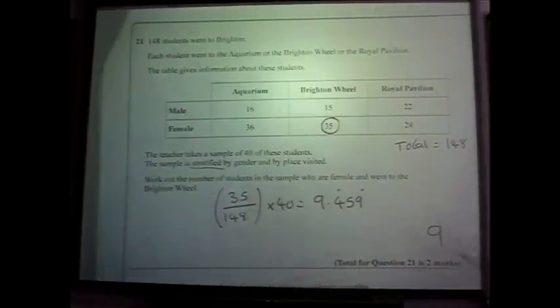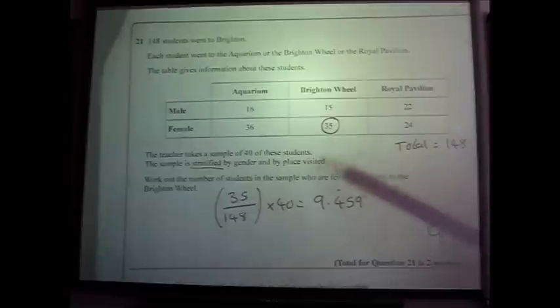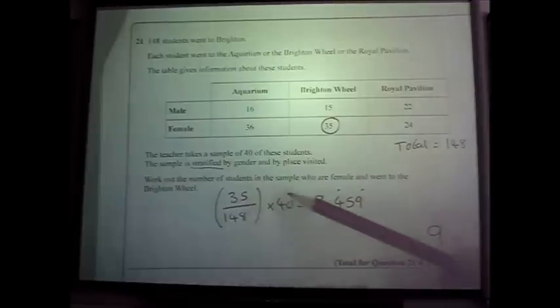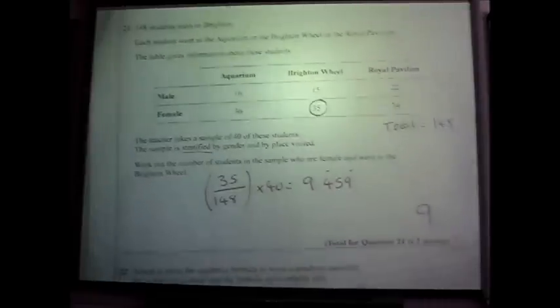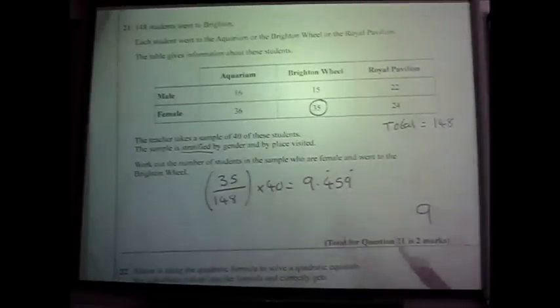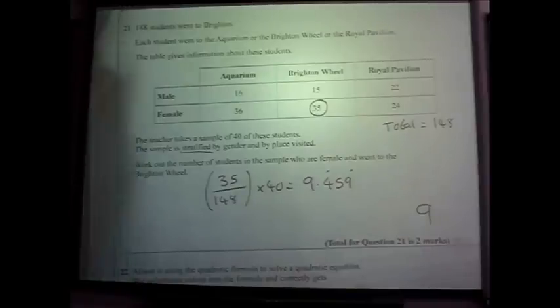Work out the number of students in the sample who were female and went to Brighton Wheel. Female Brighton Wheel is 35. So what you do is 35 divided by the whole lot, add them up, and you times it by the number of students you're going to take in your sample. So that is 40. And that will give you, well, that's written there, and I don't think that's an acceptable answer, so you can't have 0.459 of a student, so I've rounded it to the nearest number, which is 9 students. That is fine.